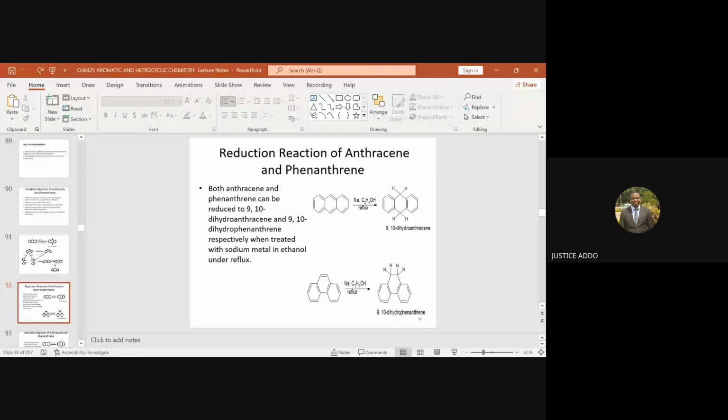And then the reduction reaction too. When you reduce anthracene, it is positions 9 and 10 that get reduced, so that they cease to be aromatic. The double bond there reduces, and then you have sp3 hybridized carbon atoms, meaning this is no more aromatic because the system is not fully conjugated. All the carbon atoms here are not sp2 hybridized. You now have an sp3 here, sp3 here, sp3 here, sp3 here. So then it cannot be said to be what? Aromatic again.